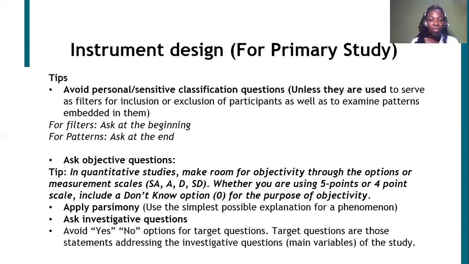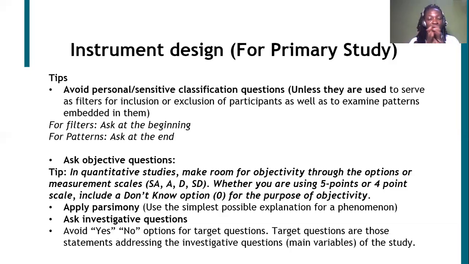If you want to be objective when using such a quantitative study, it's usually good to include a don't know option. So the don't know option is used for the purpose of objectivity. Sometimes it's coded as 0. We'll talk more about this when we get to data and data coding.